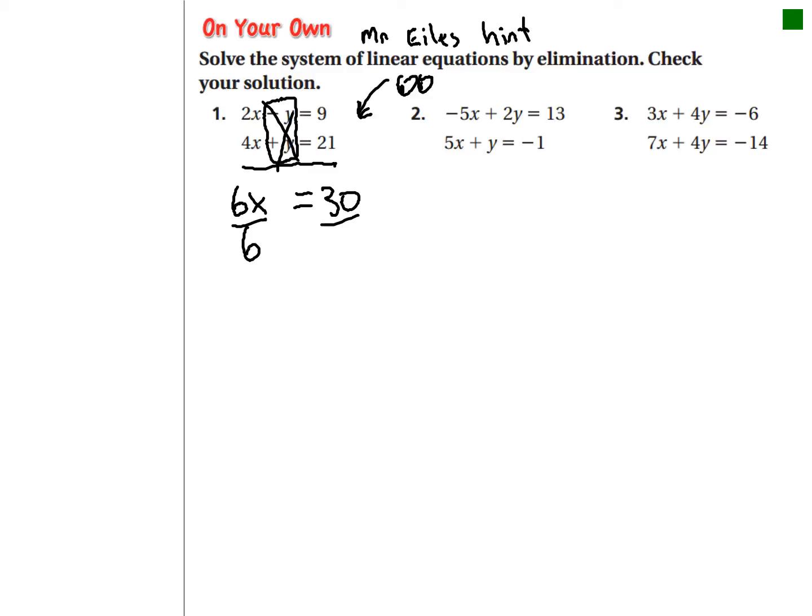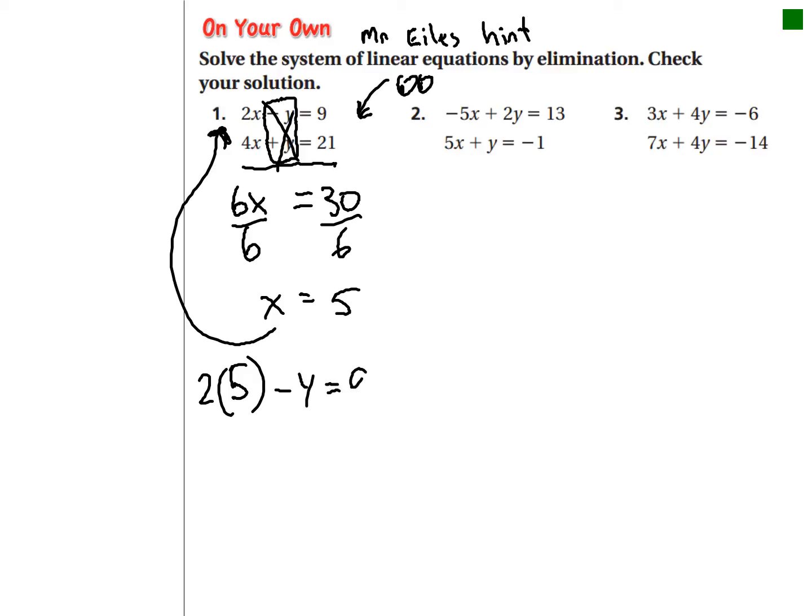All right, finish solving for x. Divide by 6 on both sides. X equals 5. Not done. We found one part of our ordered pair. Plug in for x. So 2 times 5 minus y equals 9. And we like to do the second equation as well. 4 times 5 plus y equals 21.